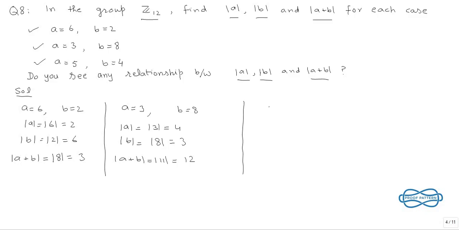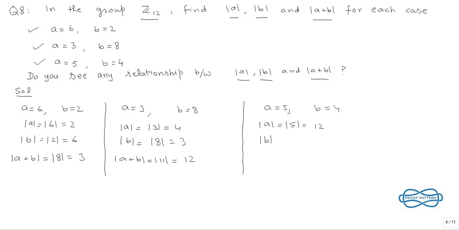Similarly, in case 3, when a is equal to 5 and b is equal to 4, the order of a, which is the order of 5, is 12, because if we add 5 twelve times, we will get 60, and 60 is congruent to 0 mod 12.